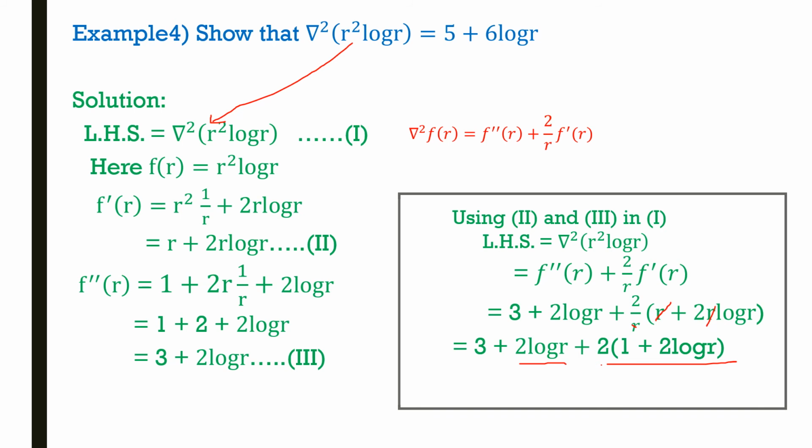If we multiply by 2, we get 2 plus 4 log r, and therefore 3 plus 2 is nothing but 5, and 2 log r plus 4 log r is nothing but 6 log r, and that is what we want. This is our RHS. Okay, this is simple.